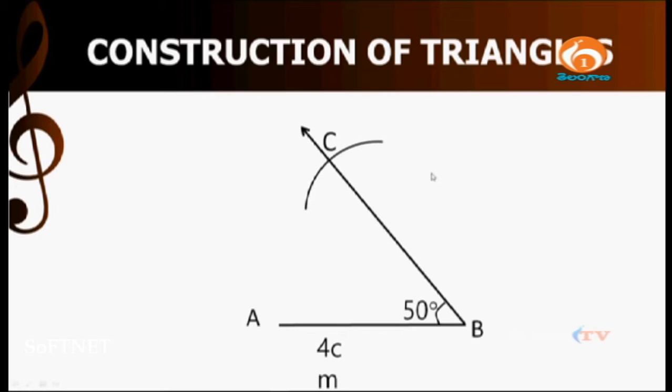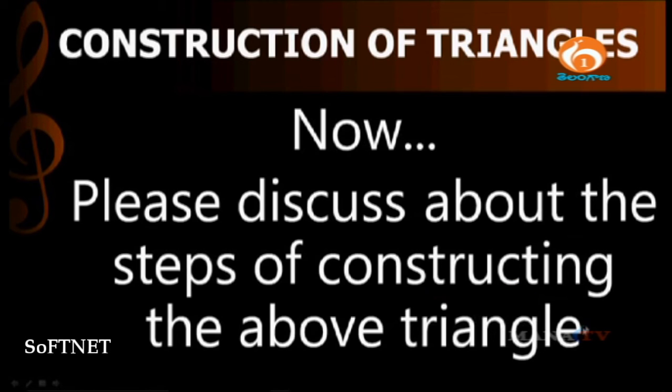Then what you should do? It is very simple. Simply join AC with the help of ruler. Oh, we have got triangle ABC like this, in which AB is 4 centimeters, BC is 5 centimeters, and angle B is 50 degrees. Right? This is the way. Now we have triangle ABC like this. And now please discuss about the steps of construction for constructing the above triangle. Whatever we have done till now, please discuss among yourselves the steps of construction.